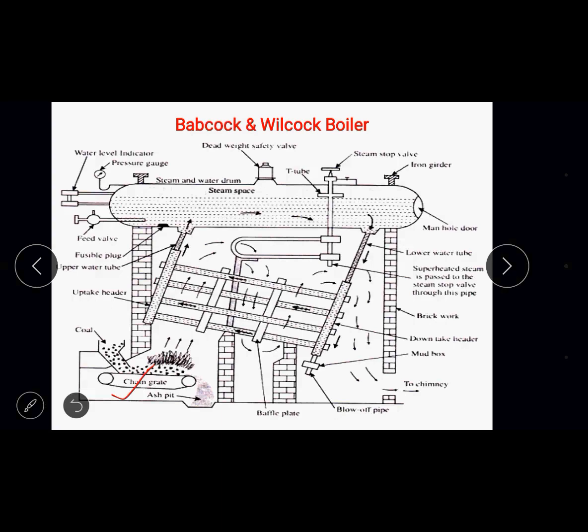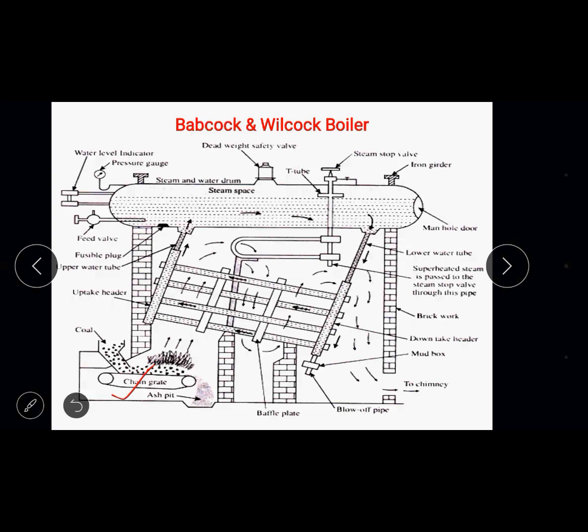There are 3 parts in this topic. Number 1 is the figure, number 2 is the construction details, and number 3 is the operating principle, which I have given in the notes. 1/3 of the marks you will get for the figure, the remaining 1/3 of the marks for the explanation of construction details, and the remaining 1/3 of the marks for explaining the operating principle, the step-by-step procedure, how the steam is generated using this Babcock and Wilcox boiler. In a step-by-step order, you have to explain the process.